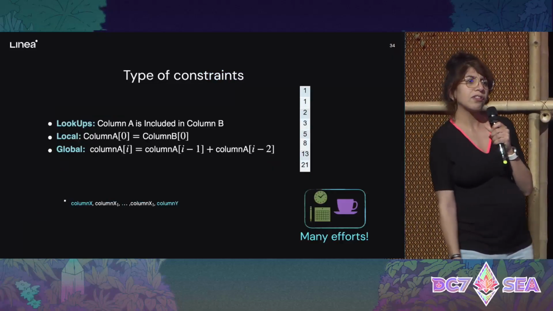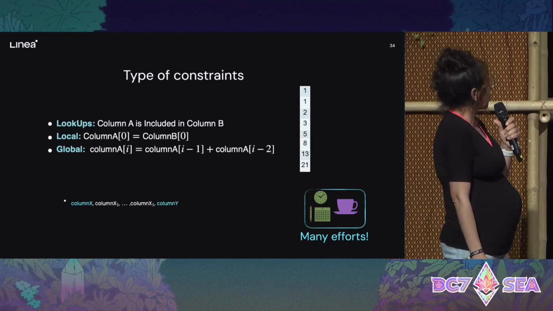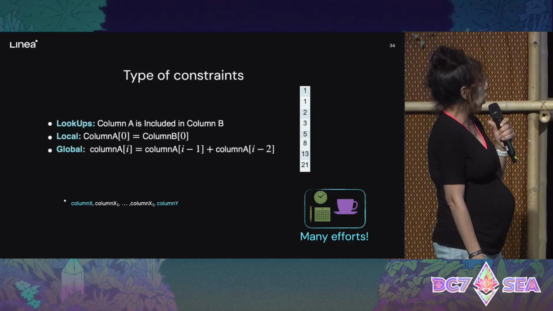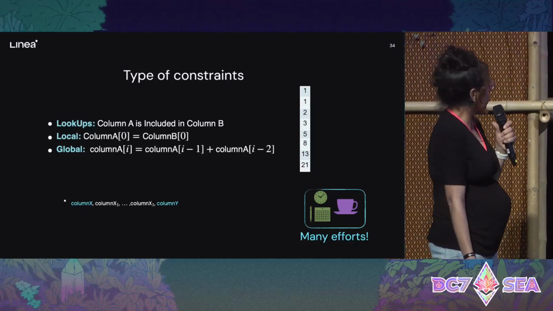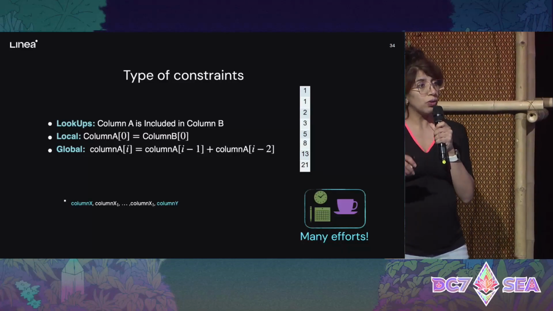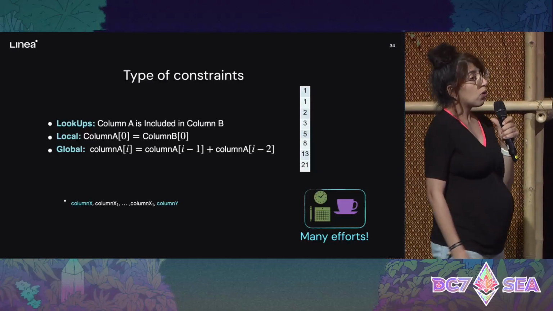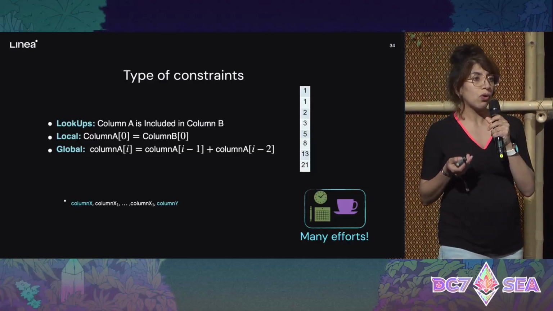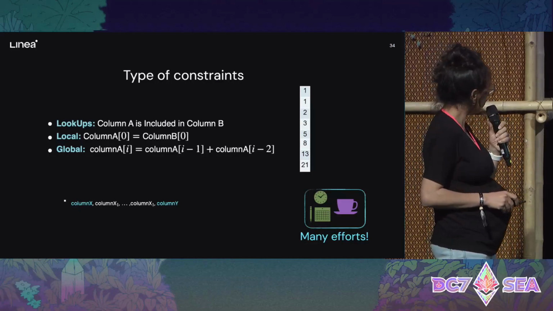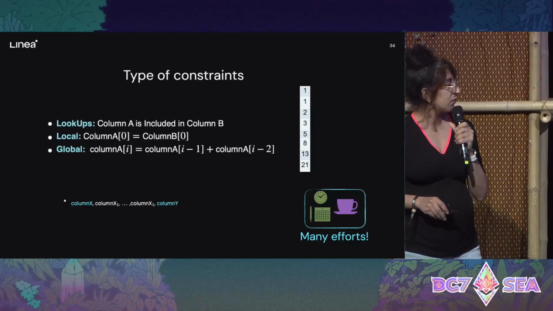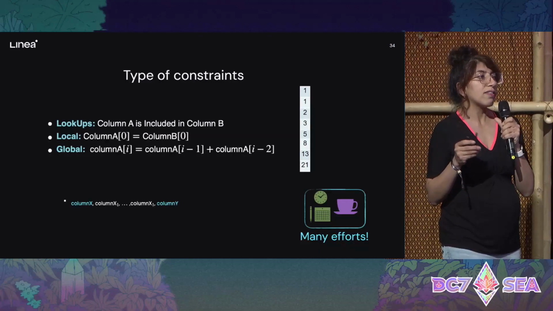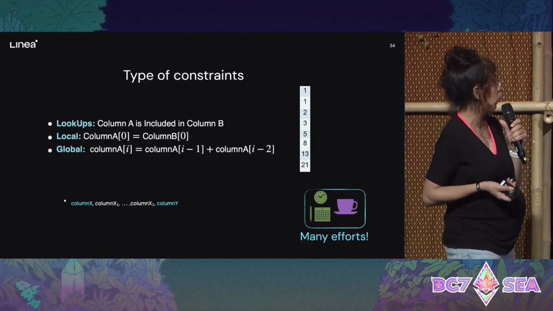There are different constraints, just as an example here. There are lookup constraints, or lookup queries, which say column A is included in column B, or local constraints that say if you have two columns, then the first row of these two columns are equal. Then there are global constraints, which are very important for us, and they are more about the relation over the cells of the same column or even between several columns.